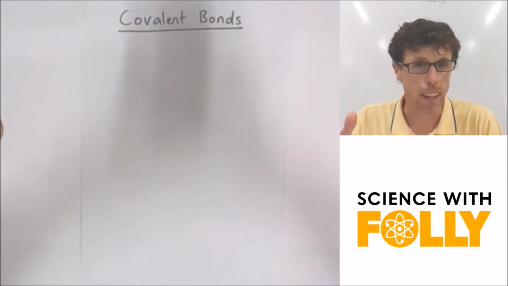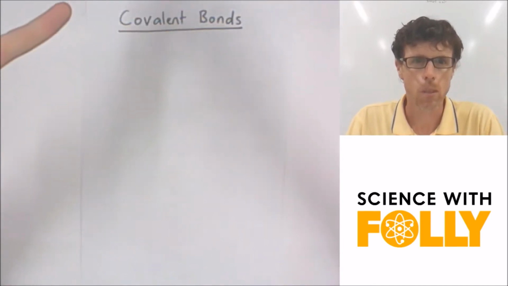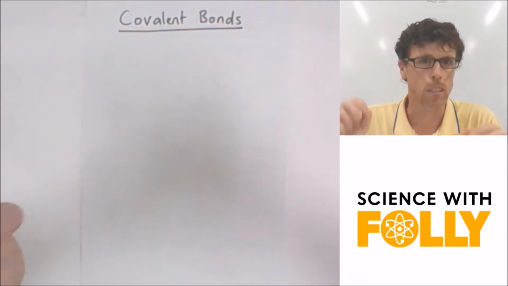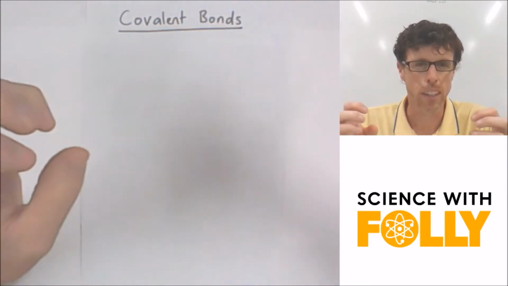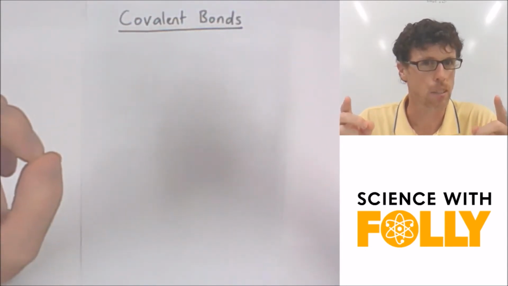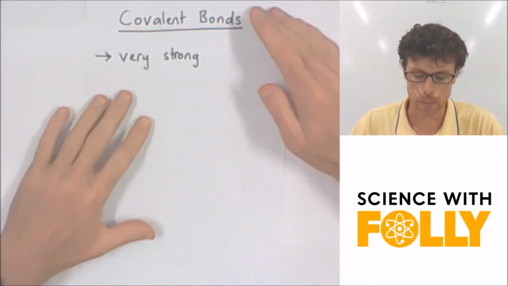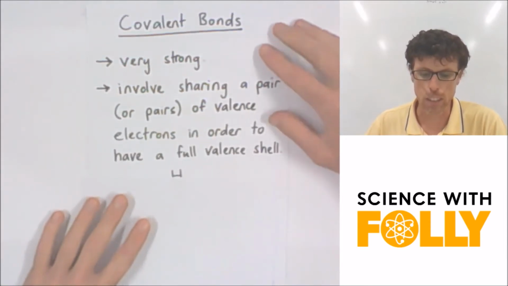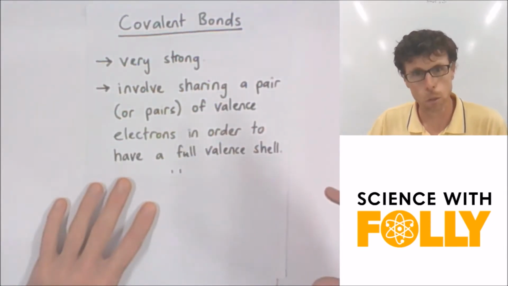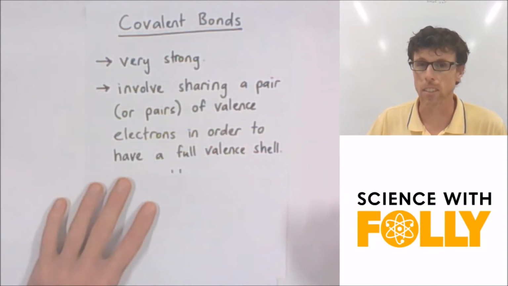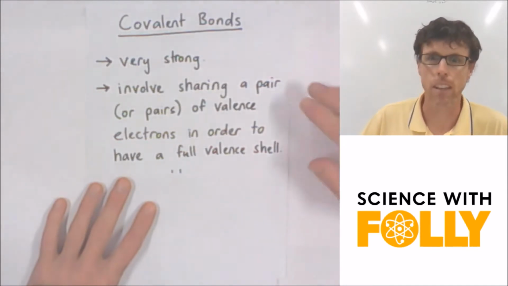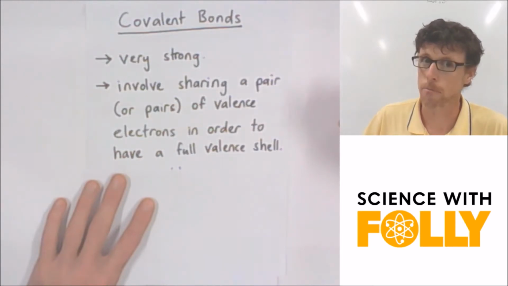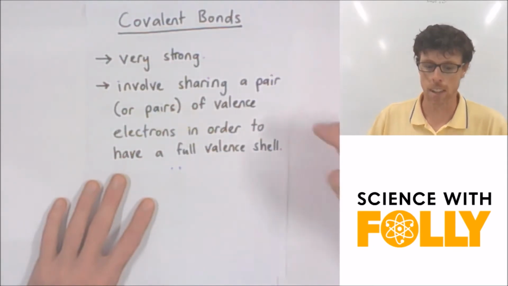So if molecules are held together by covalent bonds, what is a covalent bond? We already know what an ionic bond is. That's to do with the force of attraction between oppositely charged particles, but covalent bonds are different. They are very strong, but they involve the sharing of a pair or pairs of valence electrons in order to have a full valence shell. Now, why would an atom want to have a full valence shell? I think you know the answer to that.